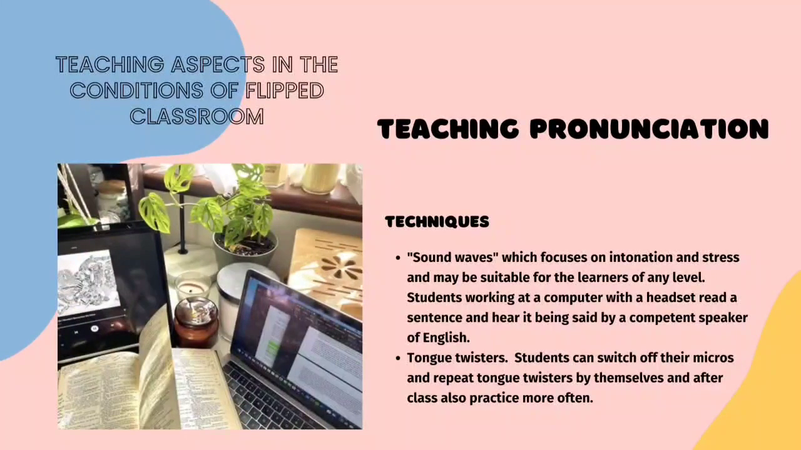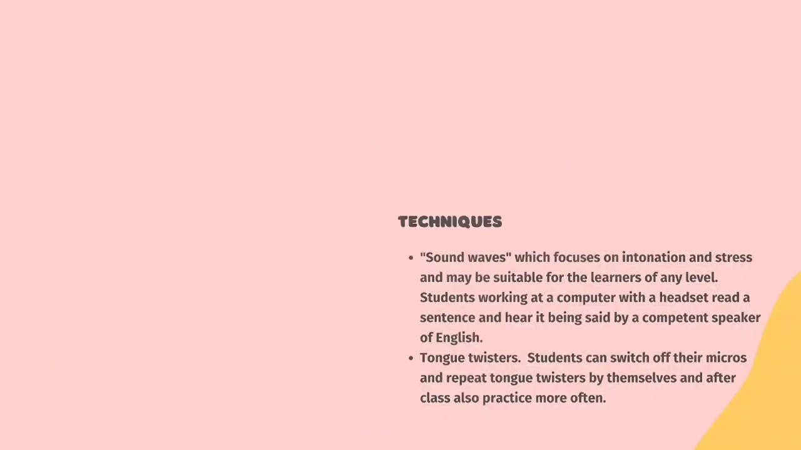And here we can speak about teaching aspects in the conditions of flipped classroom. Teaching pronunciation. We have several techniques. The first one is sound waves, which focuses on intonation and stress and may be suitable for the learners of any level. Students working at a computer with a headset read a sentence and hear it being said by a competent speaker of English. The second one is tongue twisters. Students can switch off their micros and repeat tongue twisters by themselves, and after class also practice more often.